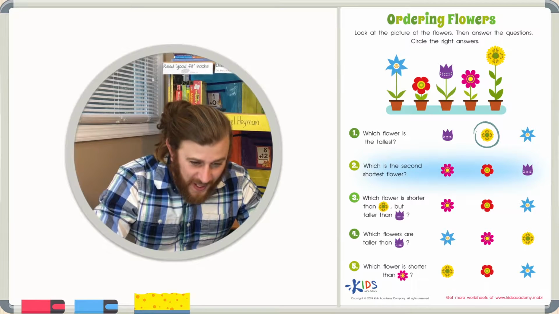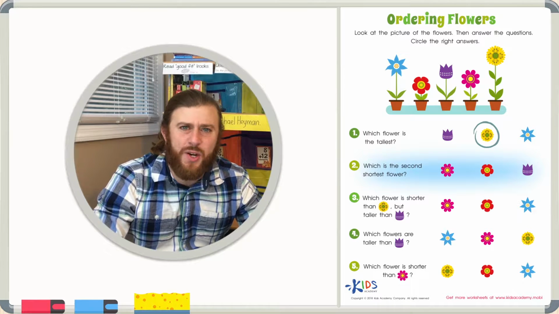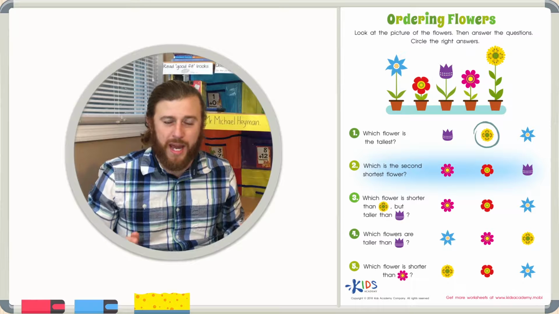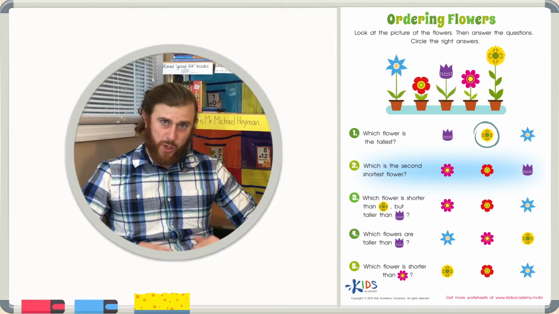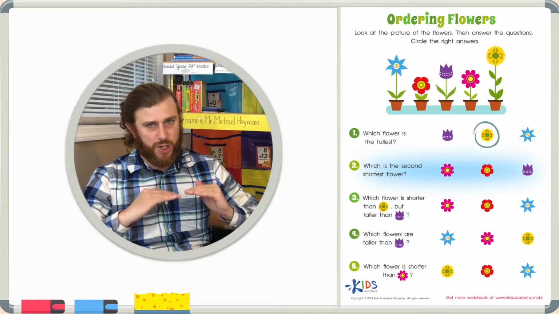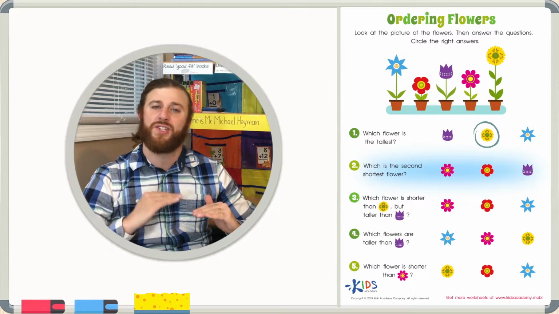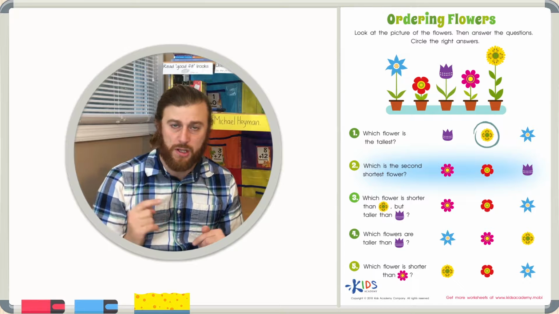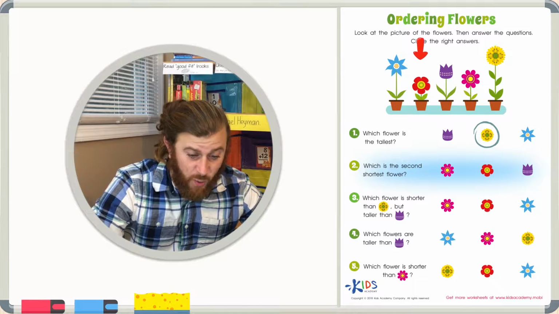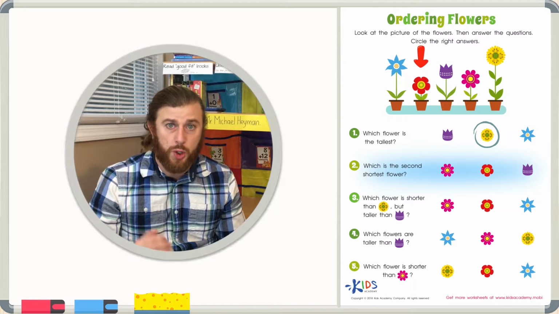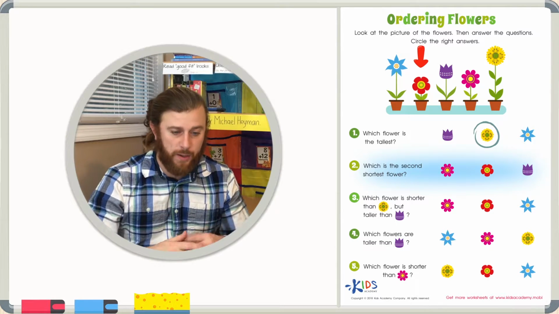Number 2, which is the second shortest flower? Okay, these are where the word problems get a little tricky. We're not looking for the shortest flower. We're looking for the second shortest flower, or the next tallest flower. So first, let's find the shortest flower. Well, the shortest flower is the red flower right here. So which is the next shortest flower?